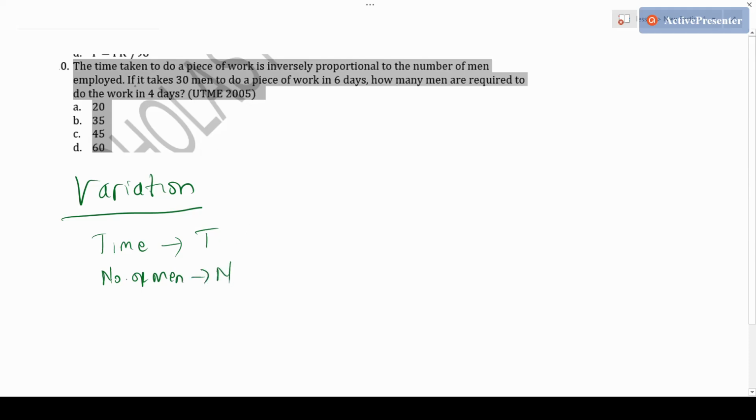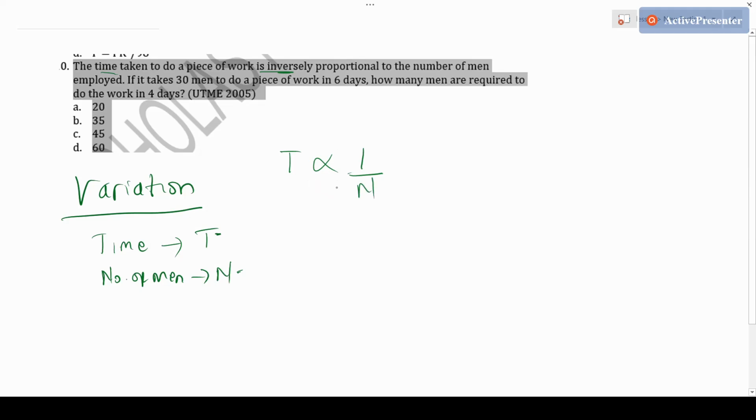Now, the other thing they said is that the time taken is what's inversely proportional to the number of men. So this time here is inversely proportional to n. So we have t, then the alpha sign. When t is inversely proportional to the number of men, we'll have something like 1 over n.